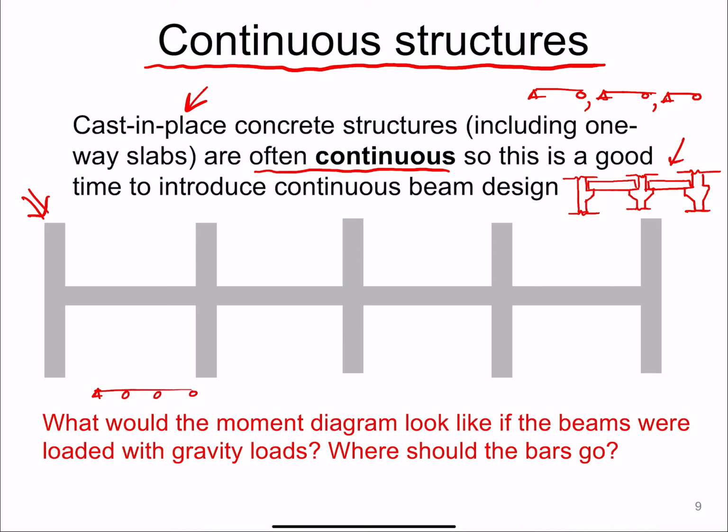For a simply supported element, the beam is statically determinate. You know that the maximum moment is WL squared divided by 8, and the shear is WL over 2 at each end. But how do the moments and shears look for a continuous structure?